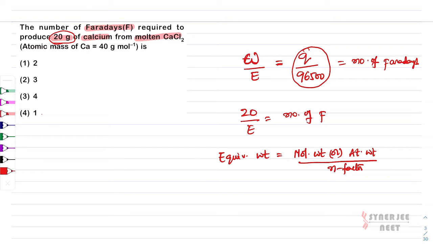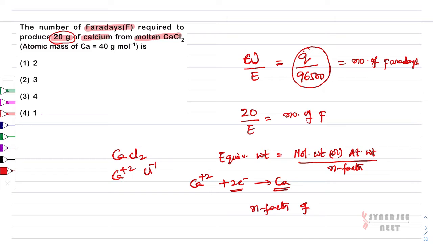Now since calcium is in molten calcium chloride, calcium is in +2 state, chlorine is in -1 state. So calcium +2, if it takes 2 electrons, it will convert into calcium. So the electrons involved for production of calcium is 2 electrons from its ions. Therefore, the n factor, the number of electrons of calcium involved, is 2.